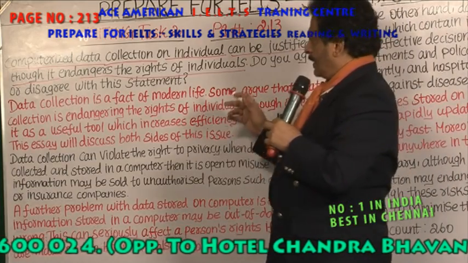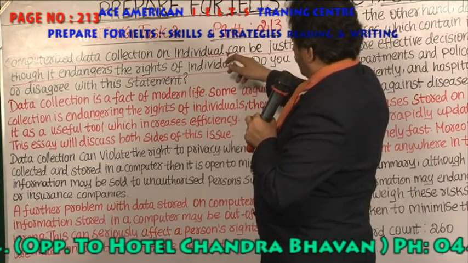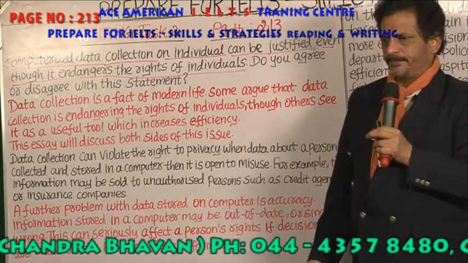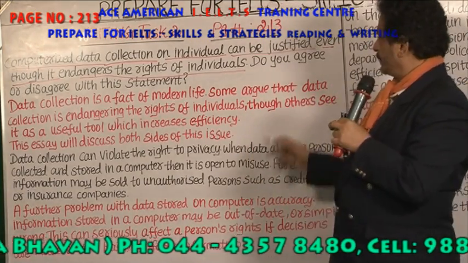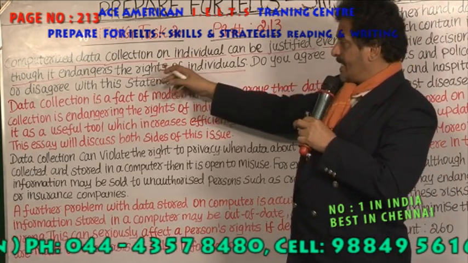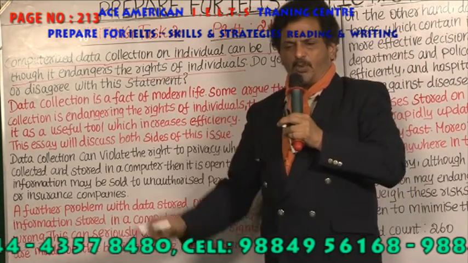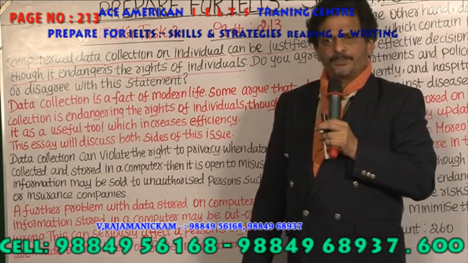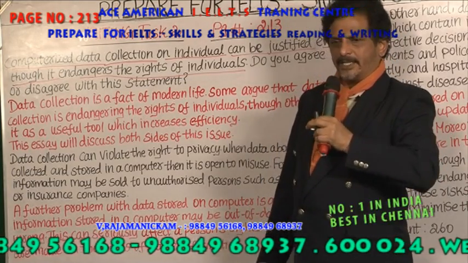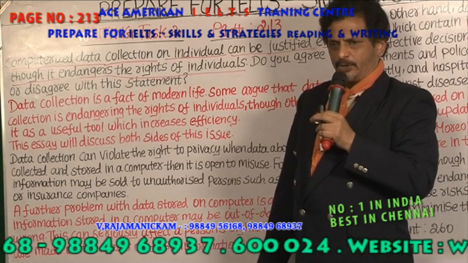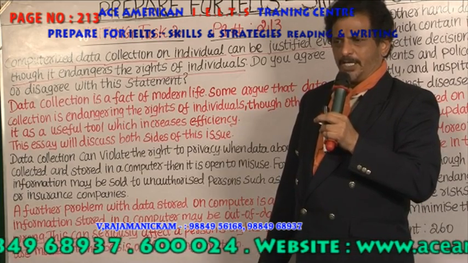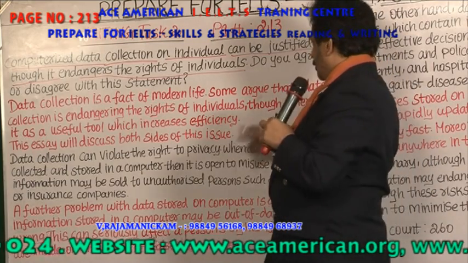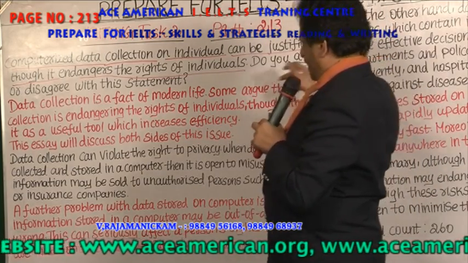So, this computer data collection on individuals can be justified. Yes, it's good. Can you say like that? Even though it endangers the rights of the individual. Endangers means what? You are open. There's no privacy at all about you. Anybody, anywhere, can log in and find out where you are, what you are, how to deal with you. Your privacy is invaded. Do you agree or disagree with this statement?